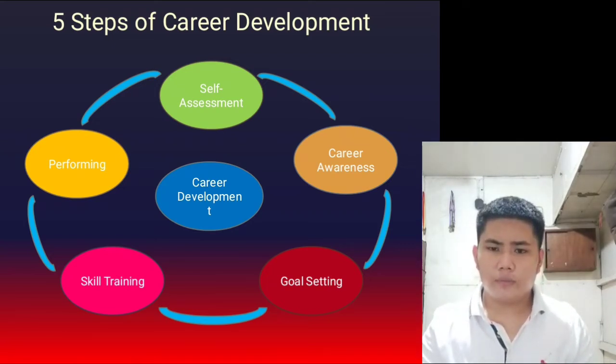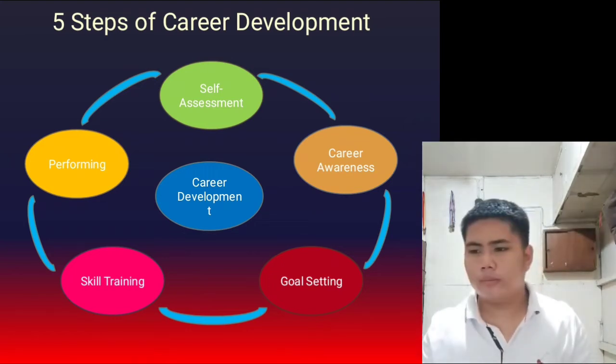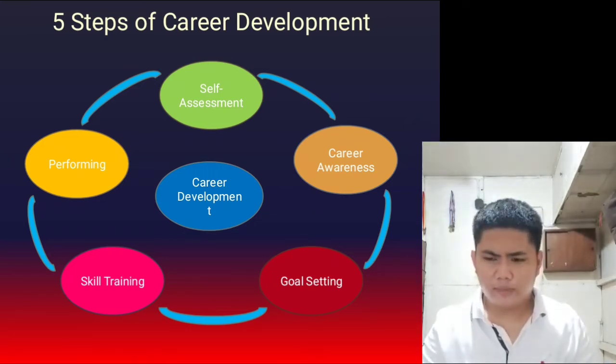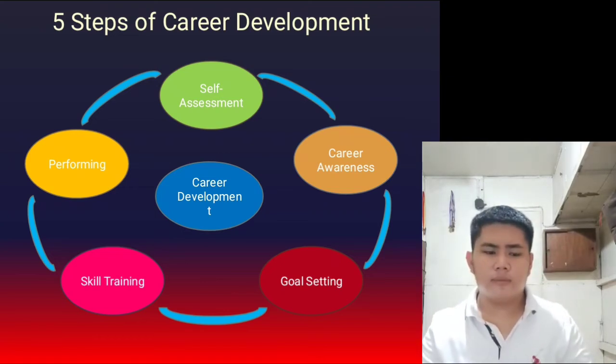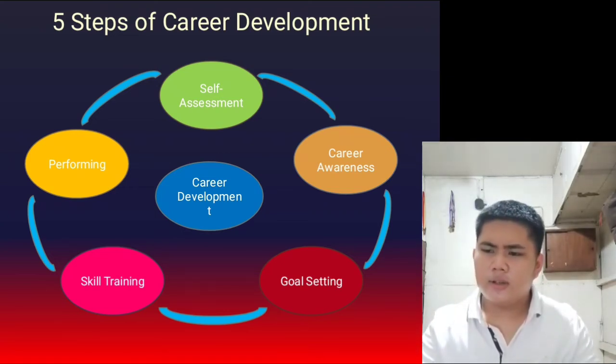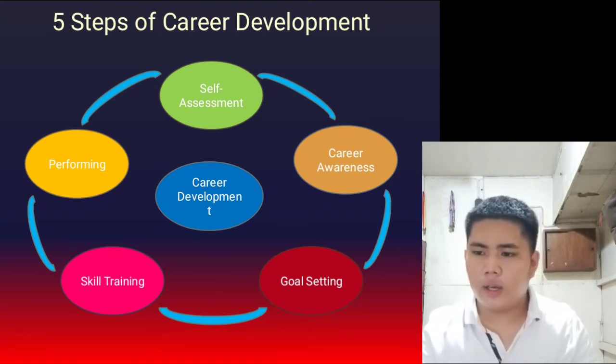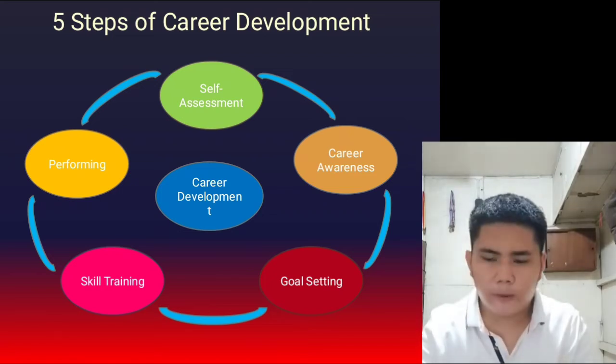Second is career awareness. Career awareness is how a person can explore various domains and types of jobs or work. Third is goal setting. This is the most important step because this is where one defines clear short-term and long-term goals. Short-term goals would be more actionable, but long-term goals can be changed or tweaked as per the growth.